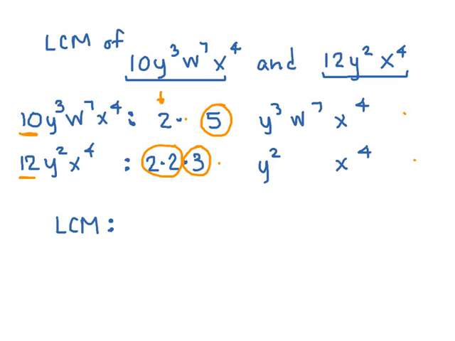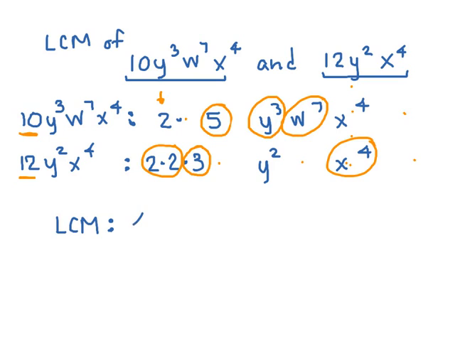Now I go and I look to see which one has the greatest exponent. So both of these have y's, but I'm going to take the one that has the most. I don't have a w in this second monomial, so I had to take this w to the 7th. And either one of these, they have the same number of x's, right? So now if I take all of this together and I multiply them out, that's going to give me my least common multiple.